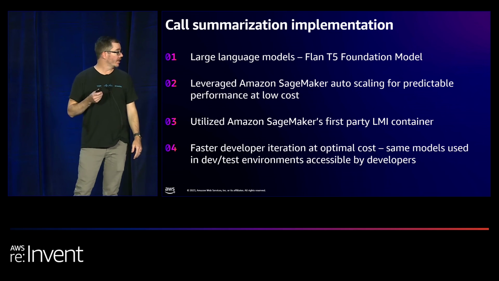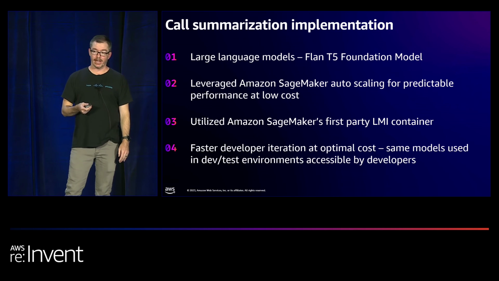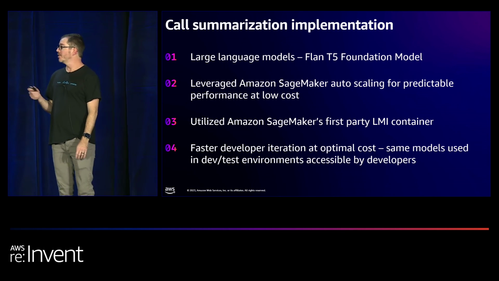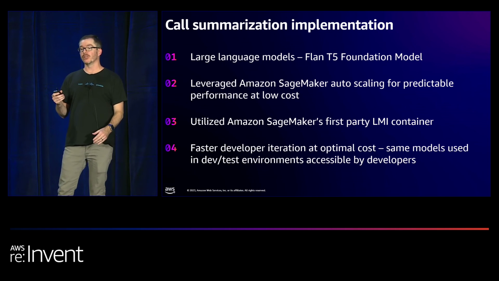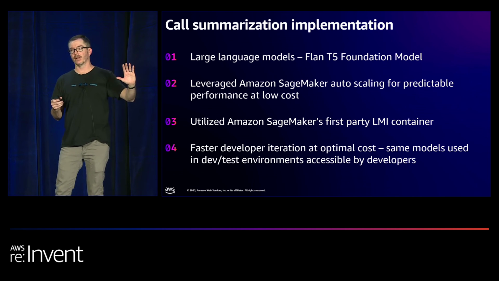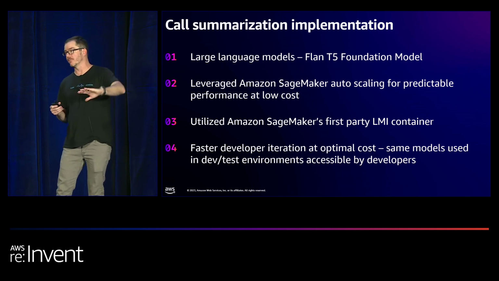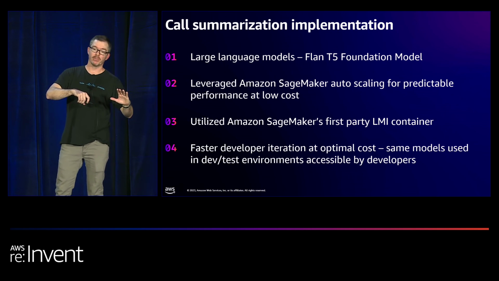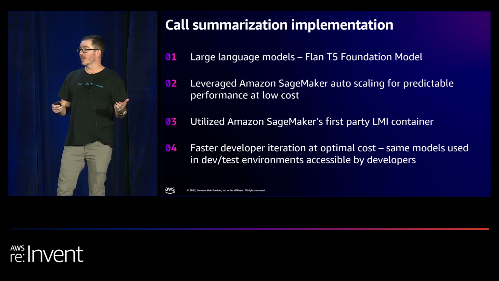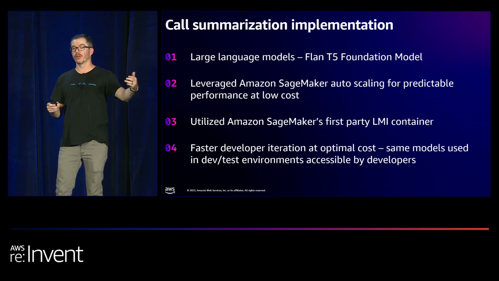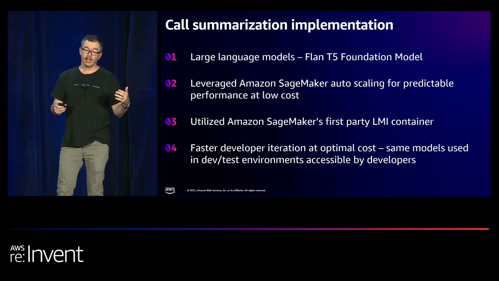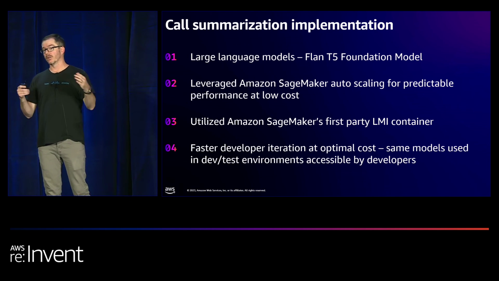And then finally, we get faster developer iteration at an optimal cost. I talked at the beginning about how we have some reuse. In our development environments, we can have applications that use endpoints, and then our developers can use those same endpoints. It saves our developers a lot of time to be able to use SageMaker endpoints that we can deploy and operate for them, instead of having them run those models on their own machines.